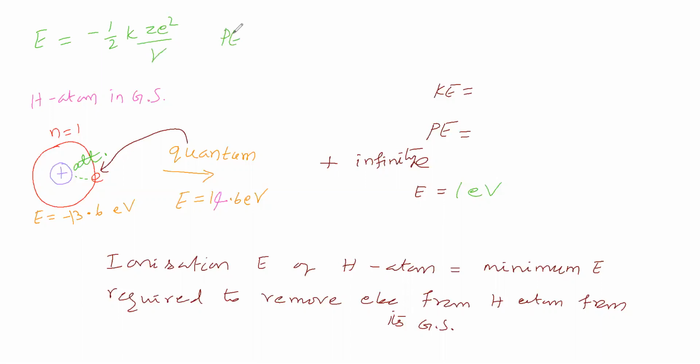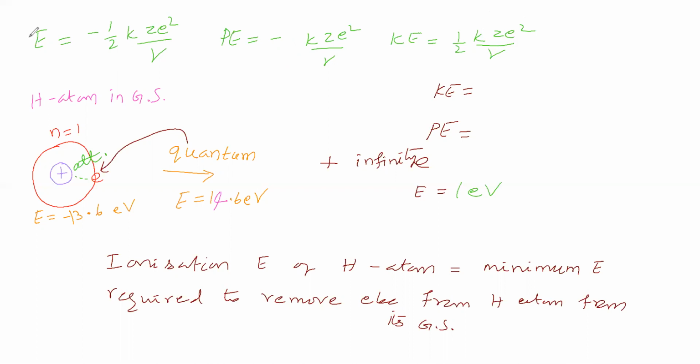What is the potential energy formula? Potential energy is equal to minus k z e square by r. The 2 is not there, only minus k z e square by r. That is potential energy. Then we will see kinetic energy. Kinetic energy is equal to 1 by 2 k z e square by r.